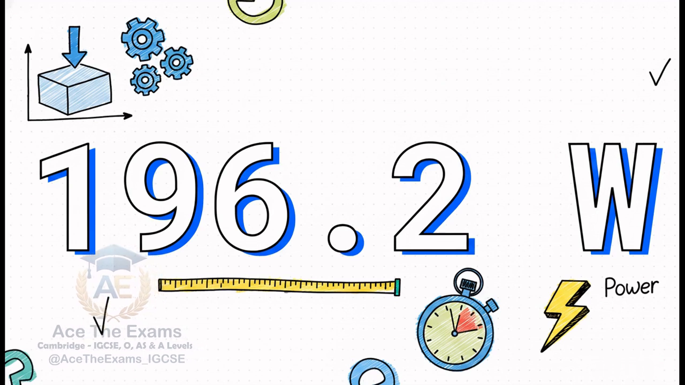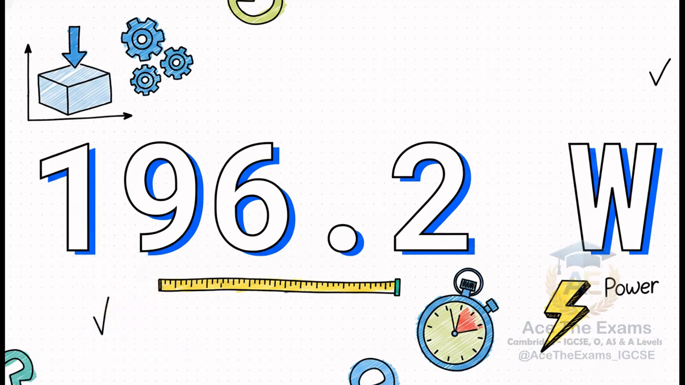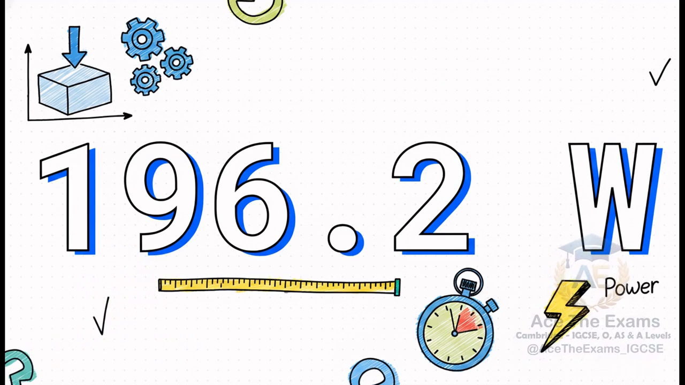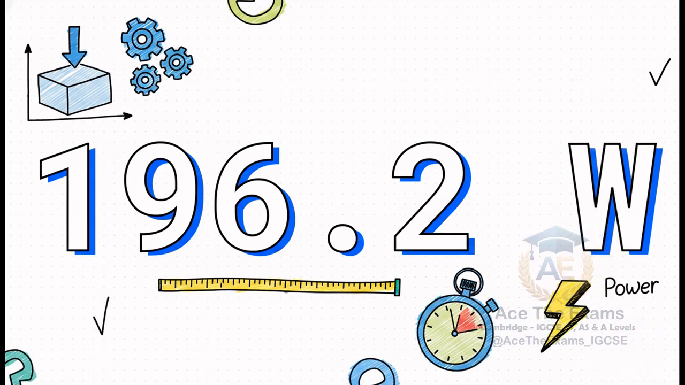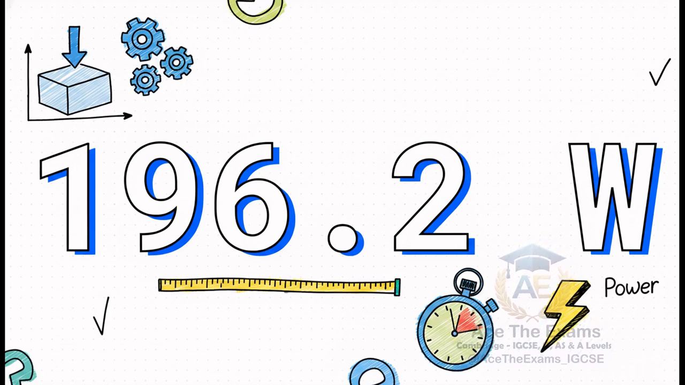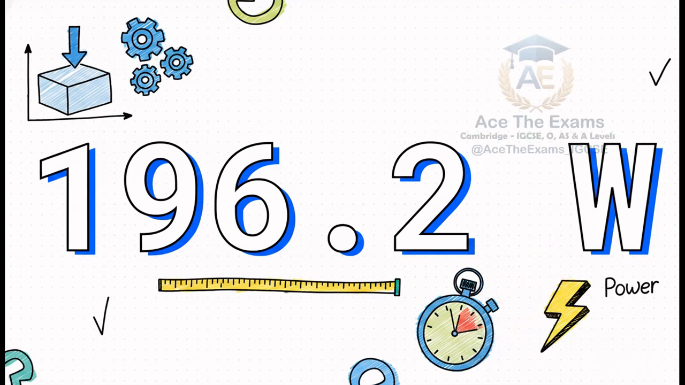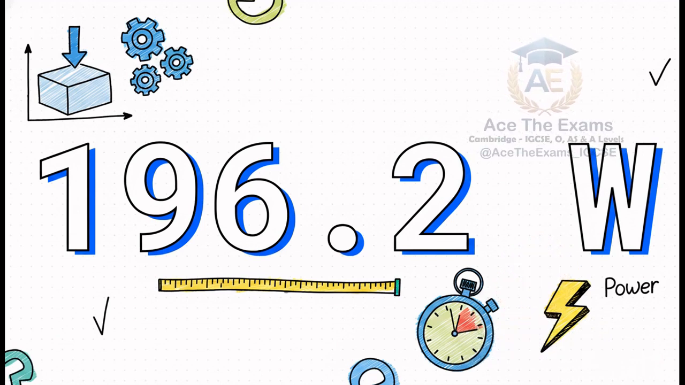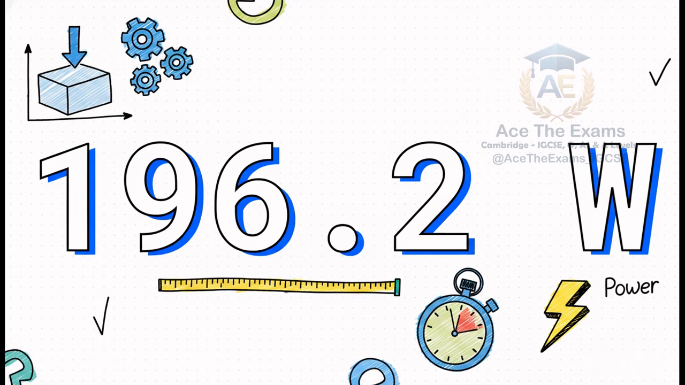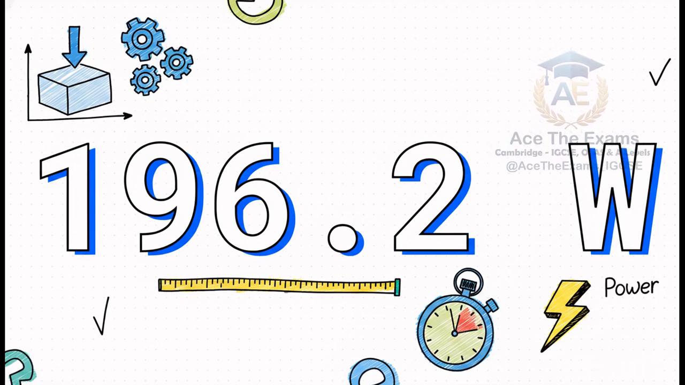Let's break down the examiner-style correction nice and clearly. First up, calculate the force, which is the weight. That is mass times gravity. So 50 kilograms multiplied by the gravitational constant of 9.81 meters per second squared gives you exactly 490.5 newtons. Next, work done is force times distance. Take that 490.5 newtons and multiply it by 2 meters. Boom. That gives you 981 joules. Finally, power is work done divided by time. Take your 981 joules, divide by the 5 seconds, and the calculator gives you 196.2.